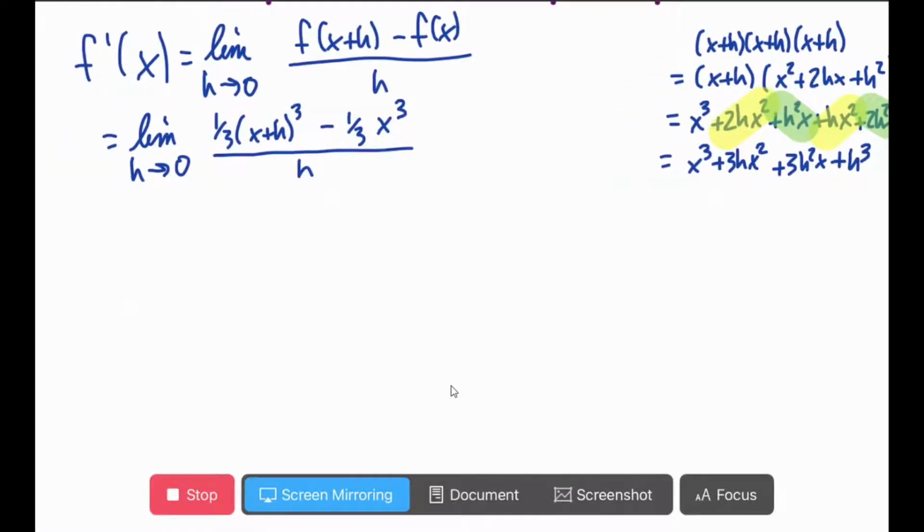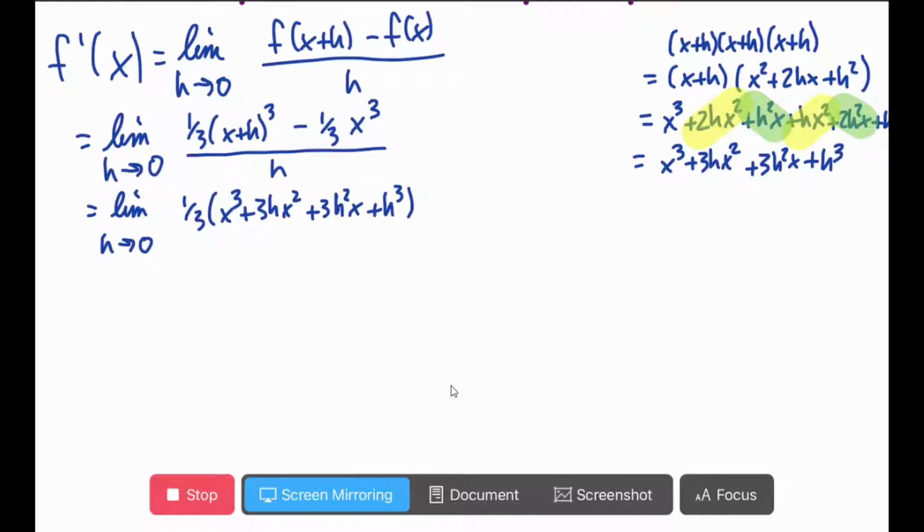Let's put that into our equation over here. So equals the limit as h approaches 0 of 1 over 3 times (x cubed plus 3hx squared plus 3h squared x plus h cubed). And the nice thing about these questions is we at least know from experience they will simplify nicely. It won't be like this the whole time. Minus 1 over 3 x cubed, times 1 over h. It's a lot easier to write than that big dividing line with the h on the bottom.